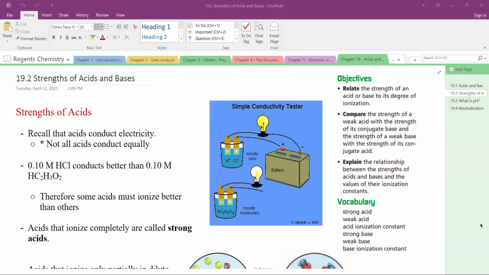So you can see on the right, we've got our list of objectives. We want to be able to relate the strength of an acid to its ionization constant or its degree of ionization. We want to compare the strength of a weak acid with the strength of its conjugate base, and the same with a weak base with its conjugate acid. And we want to be able to explain the relationships between the strengths of acids and bases and the values of their ionization constants, okay? And you can see our list of vocab we're going to learn here, okay?